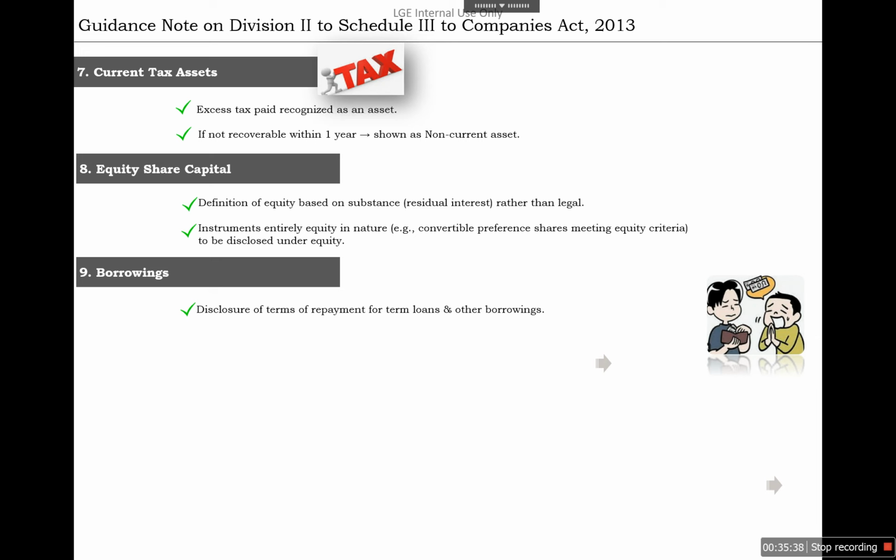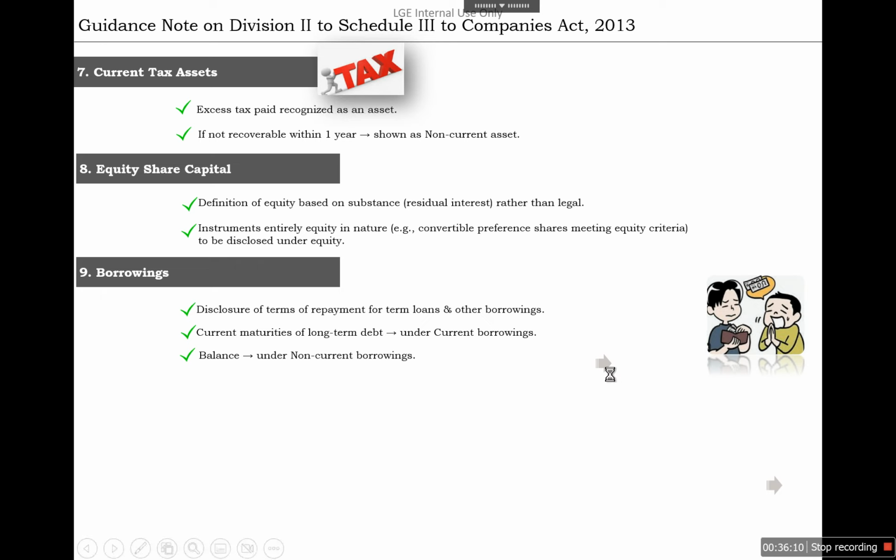And in case of borrowings, disclosure of terms of repayment should be there, and current maturity of long-term debt. Although the debt is long term, but it is going to be due in a shorter period, it will be classified as current borrowings, and we need to show the balance under non-current borrowings. The portion that is falling due in the short term will be shown as current, and the balance that is not falling in the short term will be shown as long-term borrowing.